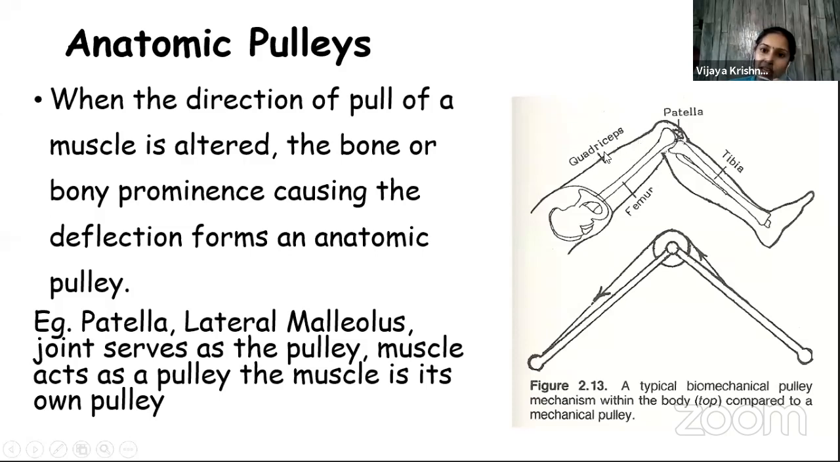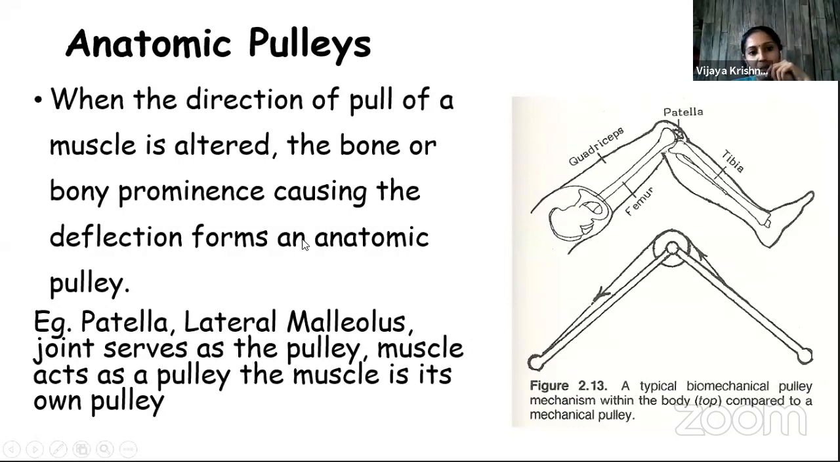The force by the quadriceps muscle moves the load here, that is the lower limb. So this force contracts the quadriceps in this direction, causing the tibia to extend, or causing the leg to extend in this direction. So this is an example of an anatomical pulley. Another example is the lateral malleolus of the foot, wherein you have the peroneus muscle going across it.